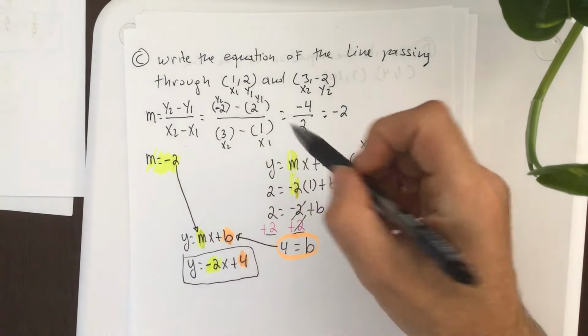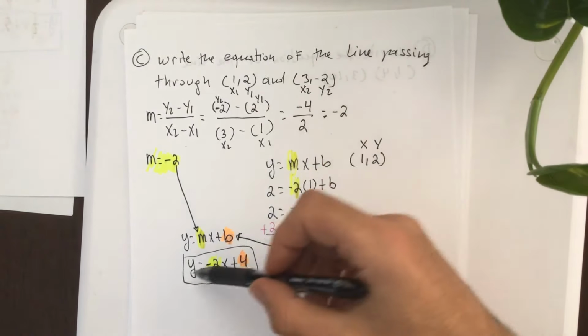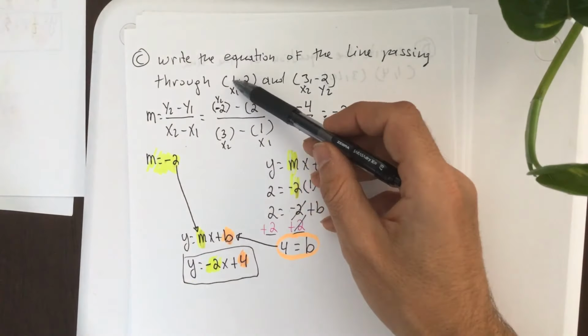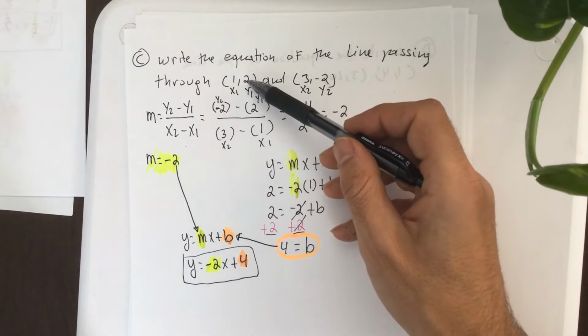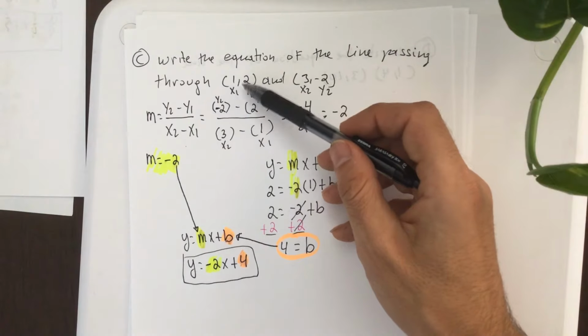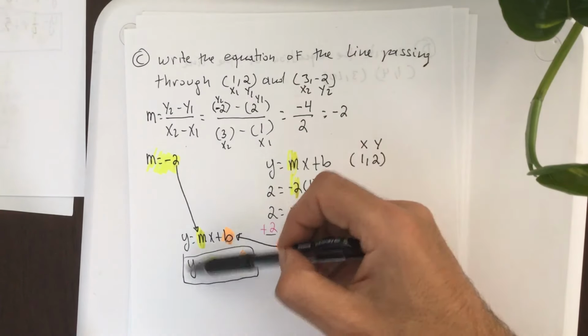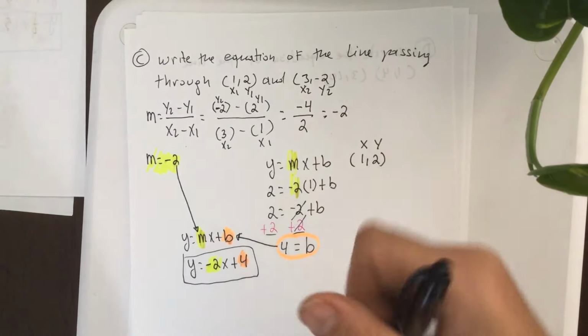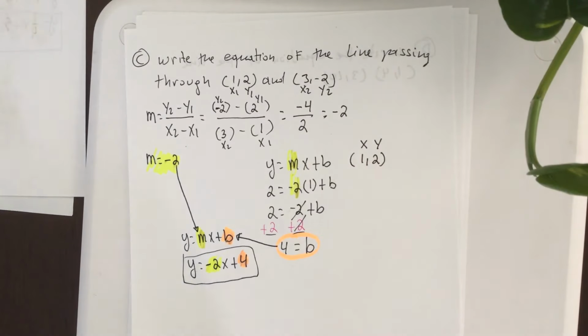If you plug in any of these 2 points over here, you should be getting a true statement. If I plug in a 2 right here and a 1 right here, and I solve it, I should be getting a true statement, and the same thing with that other point, okay? That's one way to check it.